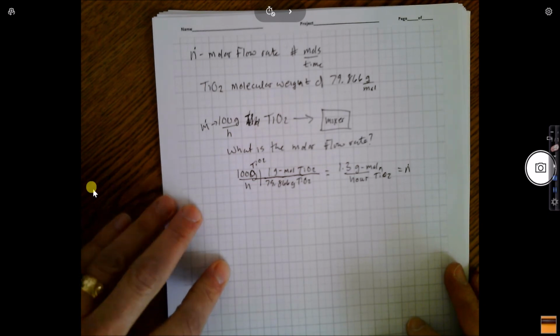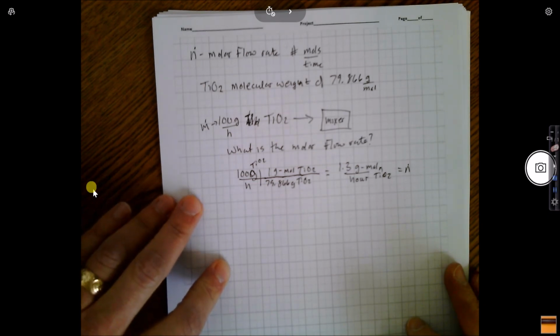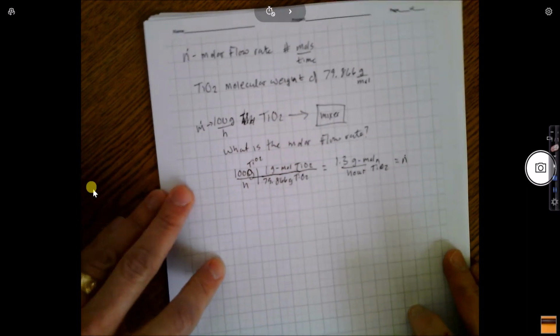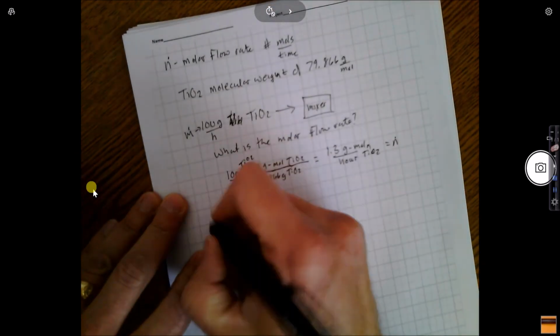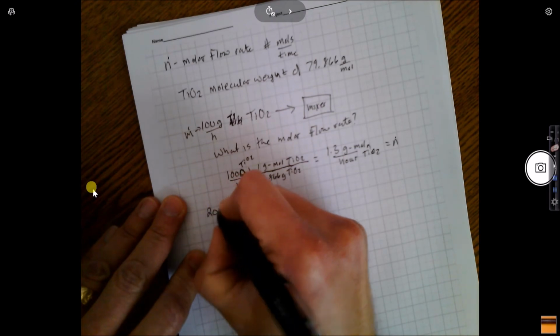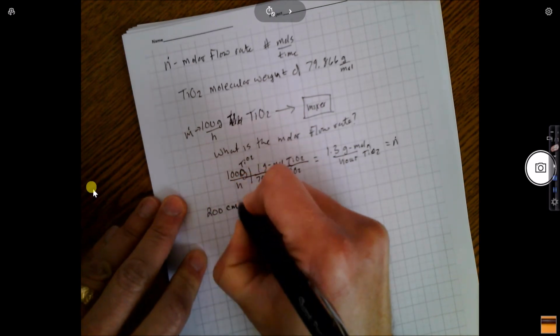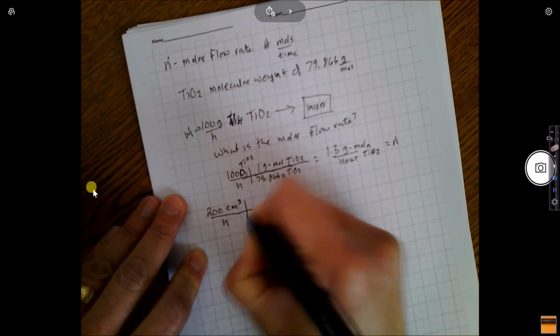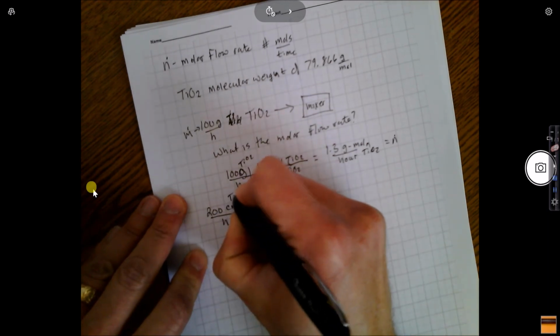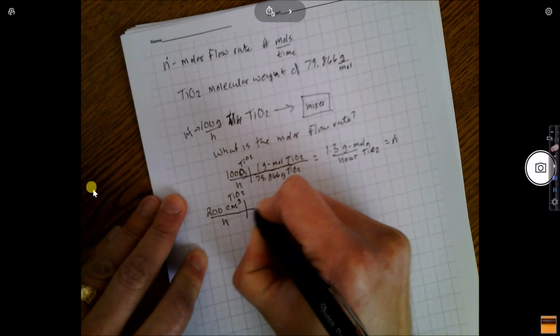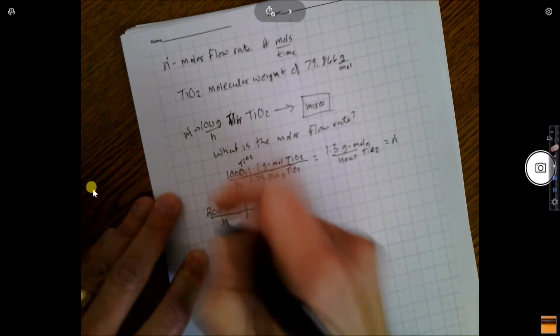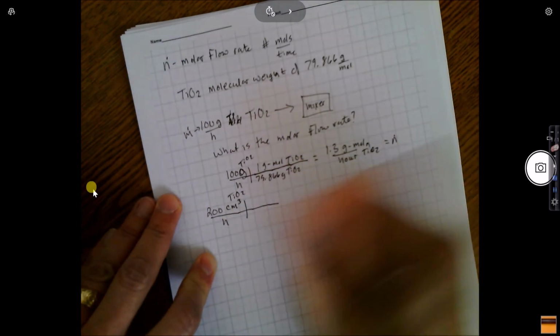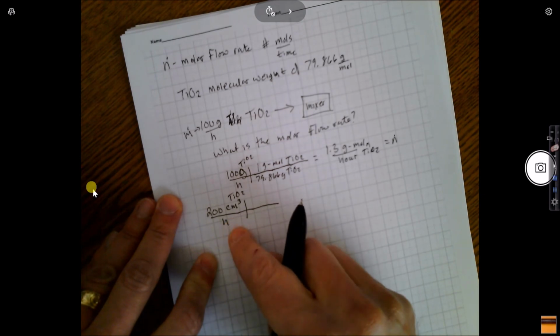I'm not a betting man, but I would think we would probably need two conversion factors to get from a volumetric flow rate to a molar flow rate. So let's make up a problem. Let's say we have 200 centimeters cubed per hour of titanium dioxide flowing, and we want to know what the molar flow rate would be if we have 200 centimeters cubed per hour flowing through.